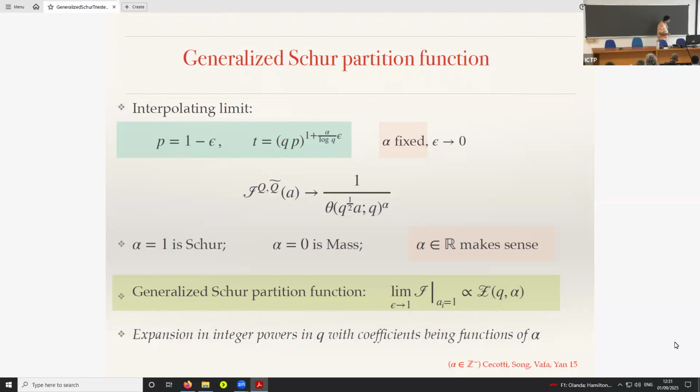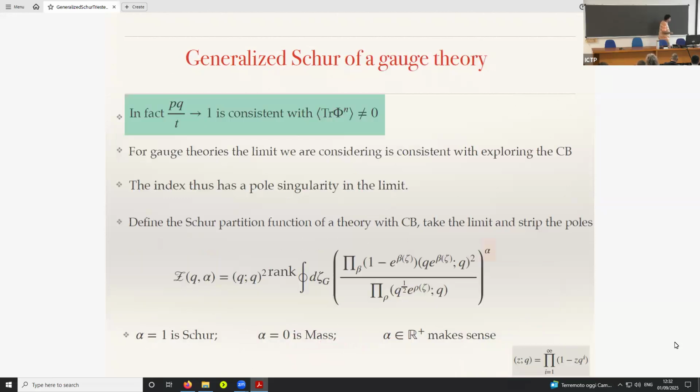Okay, so when we take this limit, we don't do anything for this parameter Q. So the index will still have an expansion in this Q, in general in half integer powers, but the coefficients of this expansion will be some functions of this parameter alpha. And in particular, they don't have to be integer for general values of alpha. They will have some values which depend on this parameter alpha.